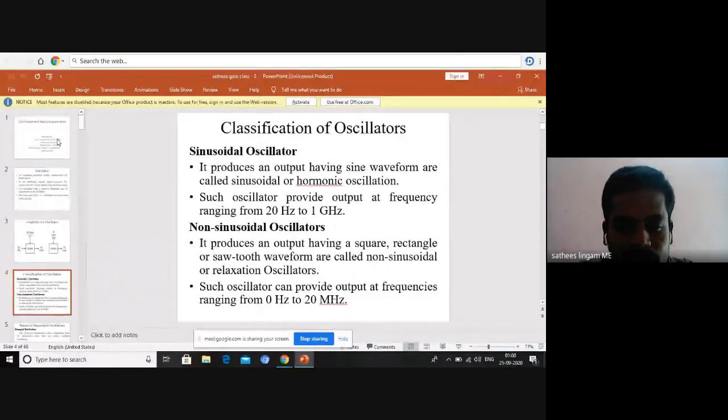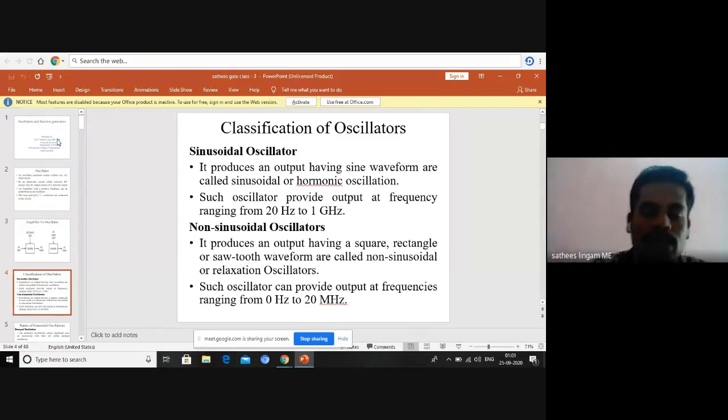When devices are connected through wires or wirelessly, it is called a circuit. Here it produces an output having a square wave, triangle wave, or sawtooth waveform, called a non-sinusoidal or relaxation oscillator. Keep the name in mind: a non-sinusoidal oscillator is also called a relaxation oscillator. This is a question they will be asking. The sinusoidal oscillator is called a harmonic oscillator.